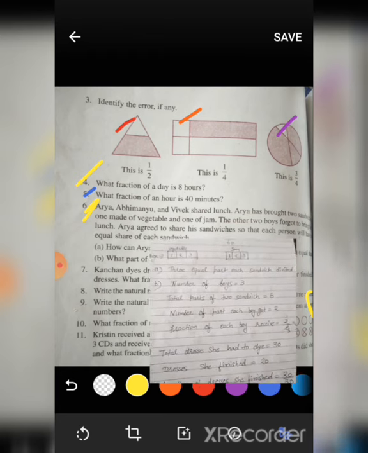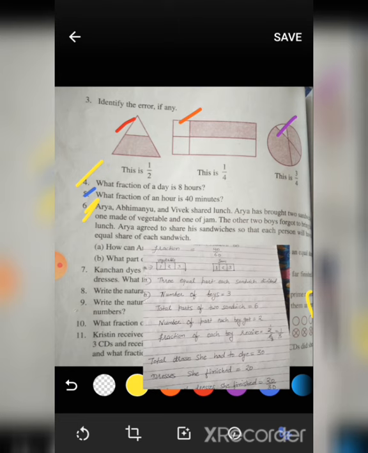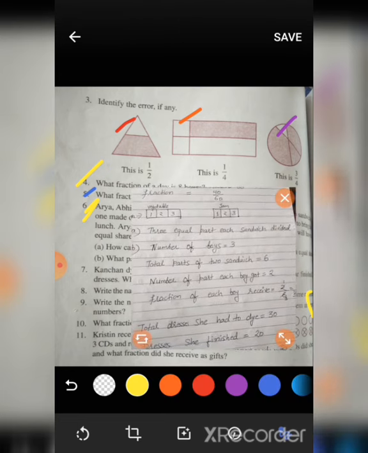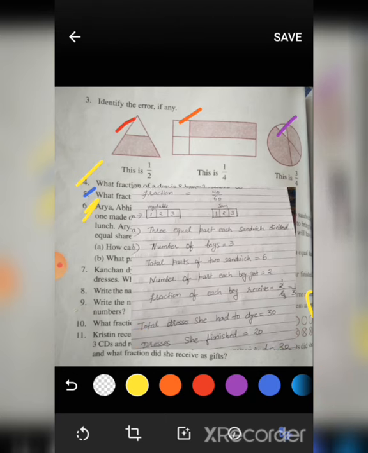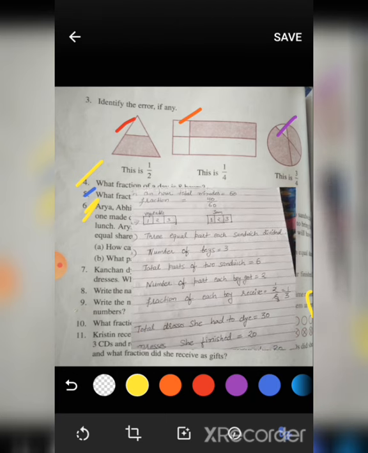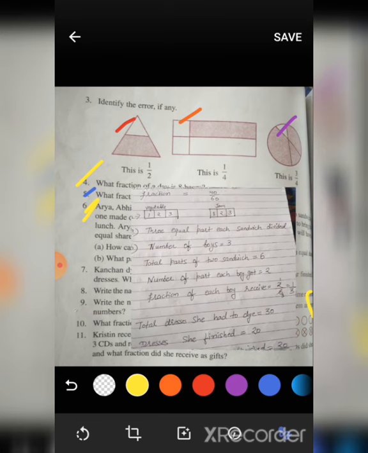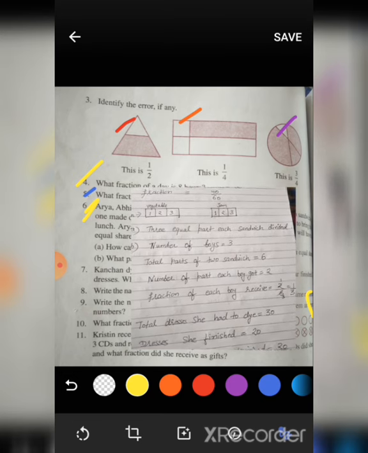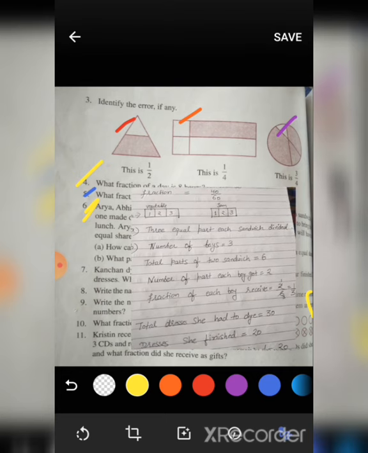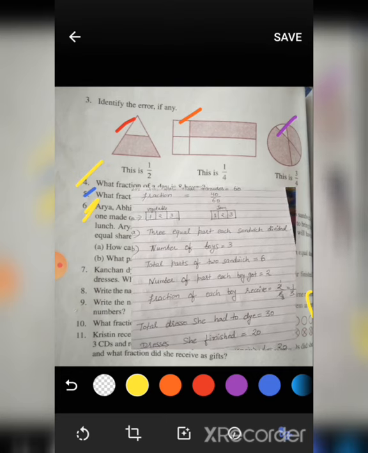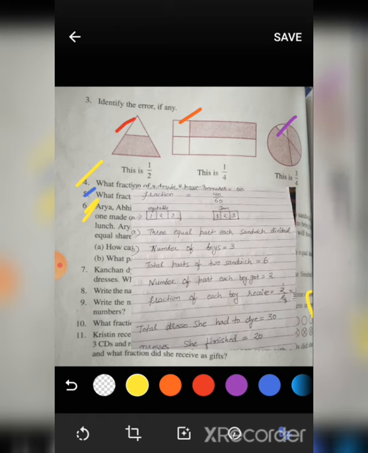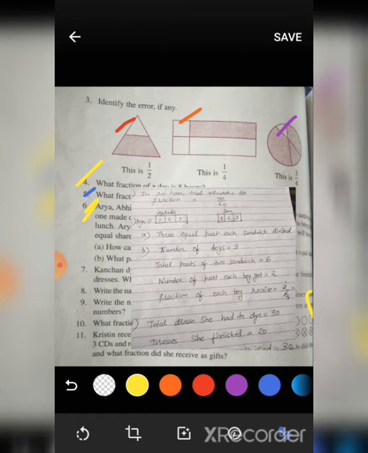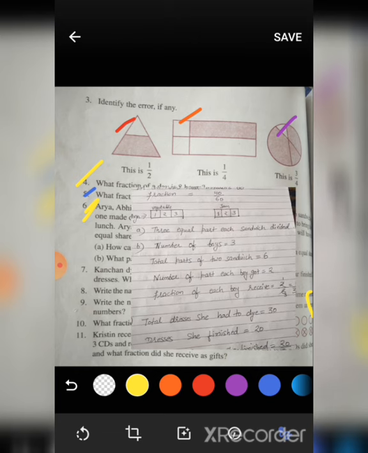So see, I have drawn the picture. In this picture, first is the vegetable sandwich and second is the jam sandwich. The vegetable sandwich is divided into three parts and the jam sandwich is also divided into three parts. That means each sandwich is divided into three equal parts. The first question is asking in how many parts you divide the sandwich. So the answer of the A part is three equal parts each sandwich is divided.